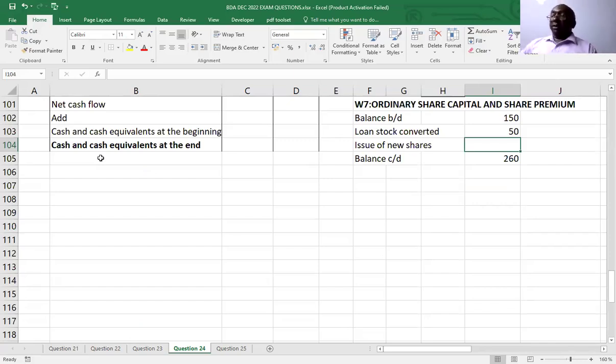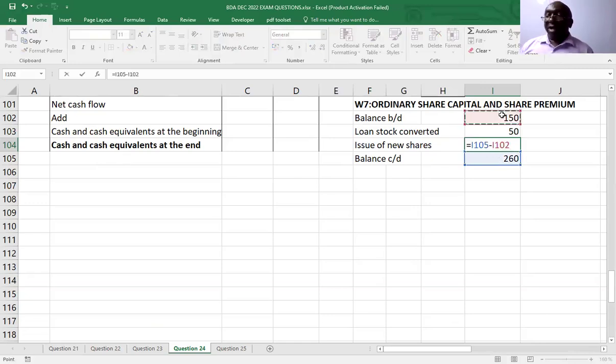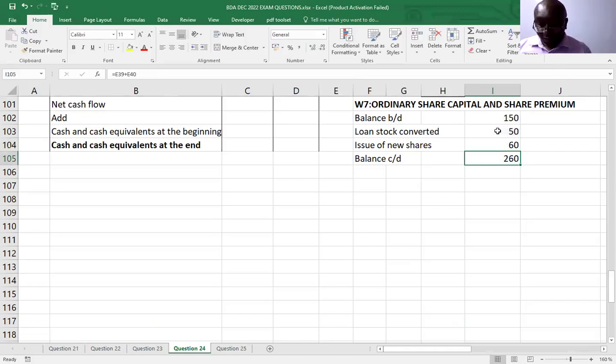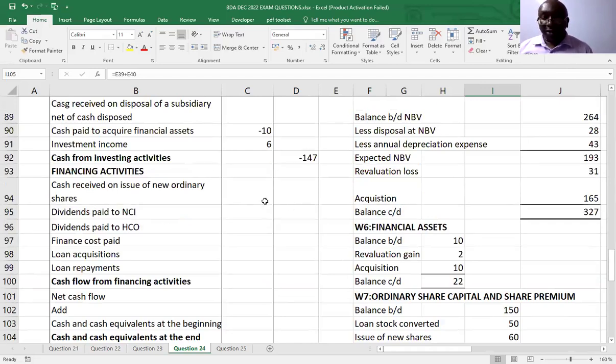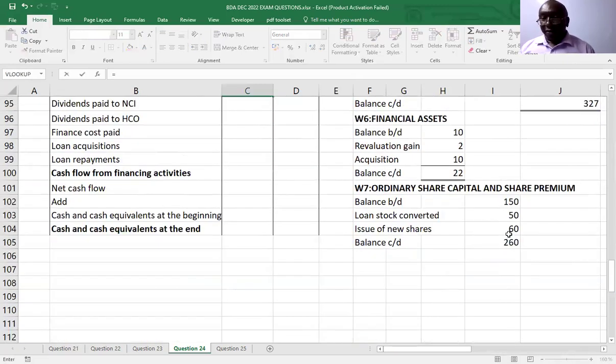Tulifungua na 150, tuka-convert 50. So we should have added with 200. But we are adding with 260. So that means we must have issued. So the issue must then be this 260 minus what we began with, minus what we converted. That gives us 60. So we must have issued 60. So tukuje hapa cash received on issue, tuweke hapa this one.